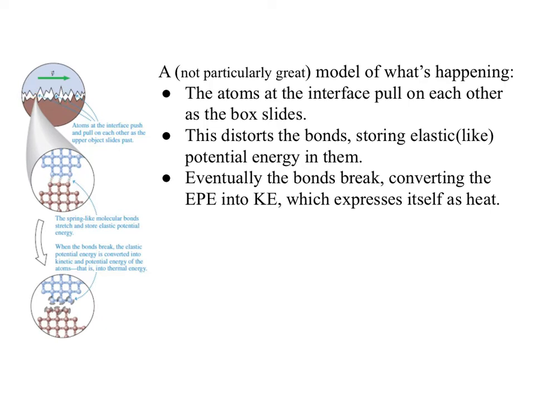This is actually not a bad model for how friction works. As you pull on it, you distort the bonds and store extra energy in them. Your book calls it elastic. I'll call it elastic-like. It's chemical potential energy, really. It's not like a spring for sure, but it's pretty close. Behaves mathematically about the same. Eventually, you'll break those bonds, and that elastic potential energy becomes kinetic energy as the atoms snap back to where they were before, and then that expresses itself as heat as they share that with other atoms around them.